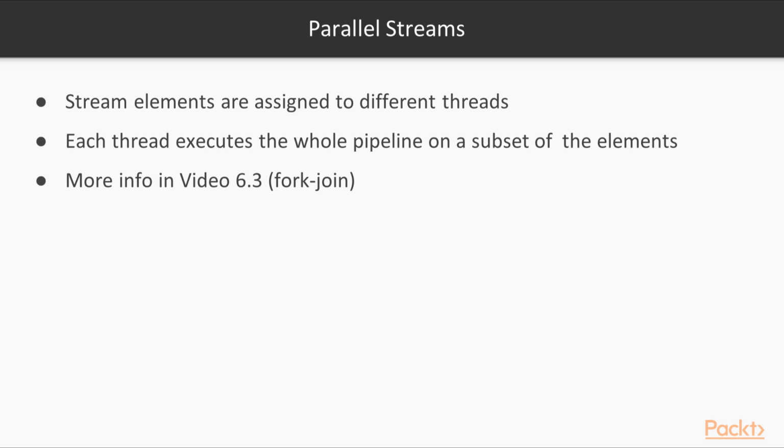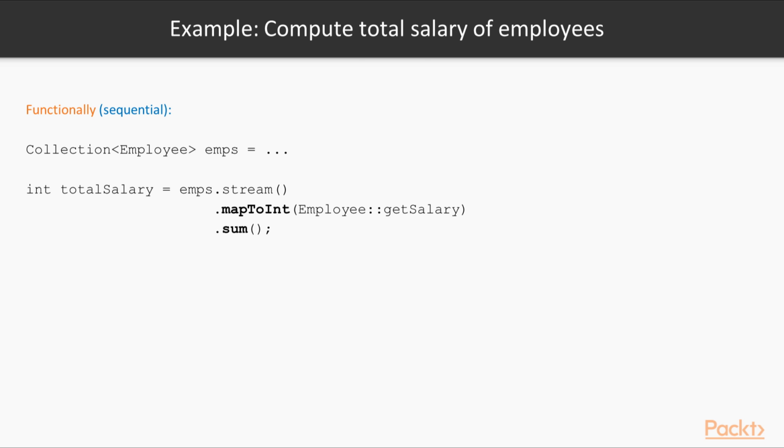So here's the basic idea of parallel streams. In the parallel stream, different parts of the stream will be assigned to different threads. So each thread will receive a subsequence of data, a subsequence of the elements, and it will execute the whole pipeline on those elements. Then their results will be merged when they're finished. Much more information on how the stream is split and merged is going to be presented in the third video of this section.